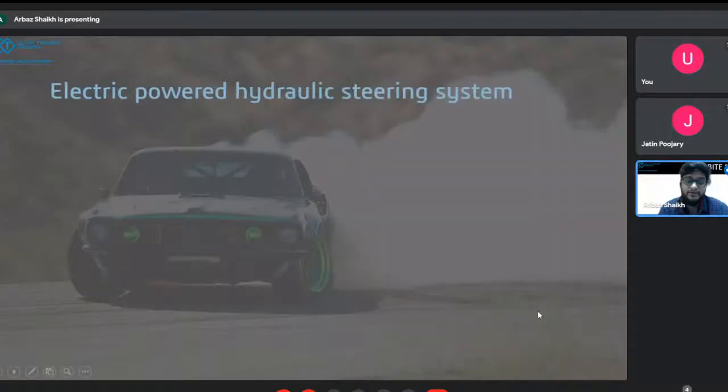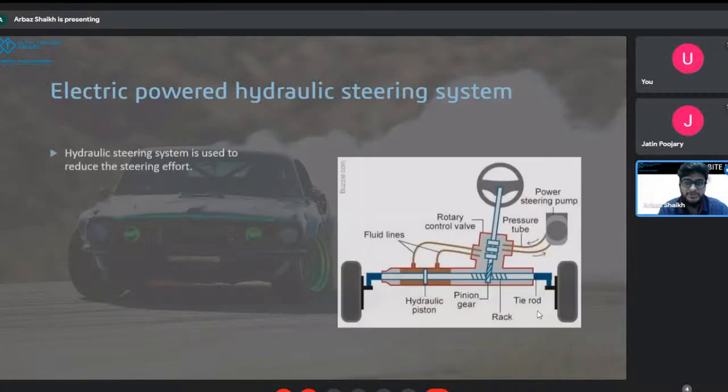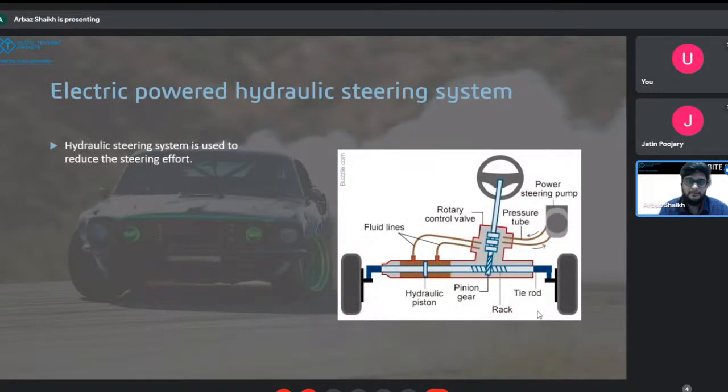And then we studied these auxiliary types of steering mechanism. First was the hydraulic system, the electric powered hydraulic steering system, in which we saw that the rack was attached with a double acting piston cylinder arrangement, and to that piston cylinder arrangement there was some hydraulic fluid supply, and the supply was taken care of by the rotary valves and the pressure pump.